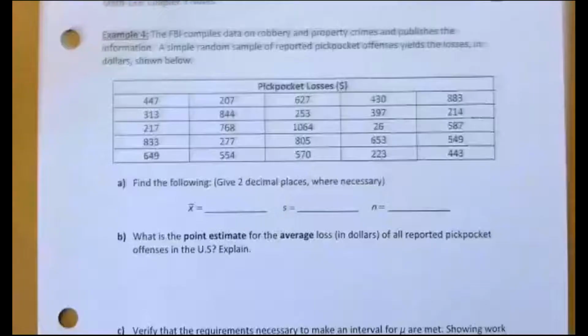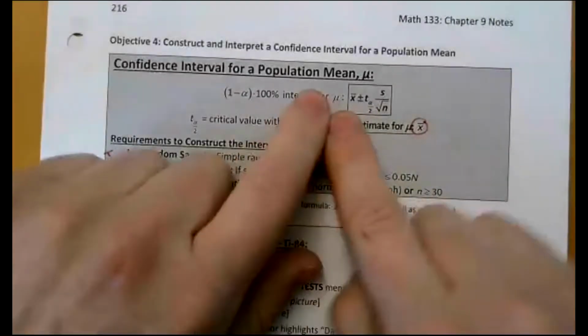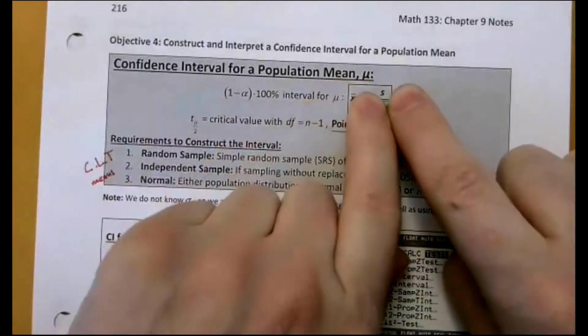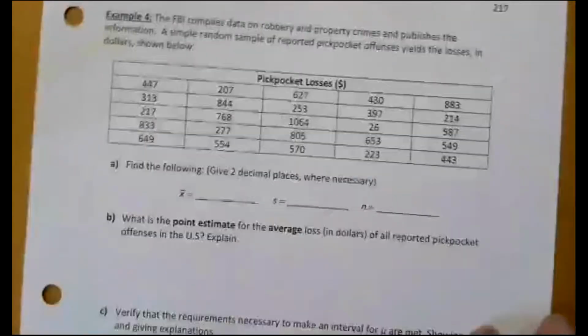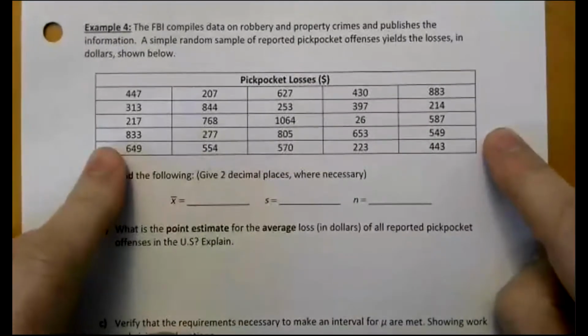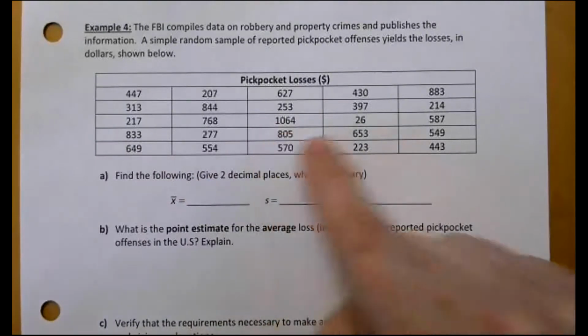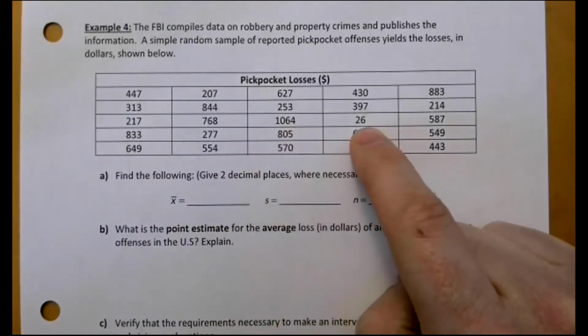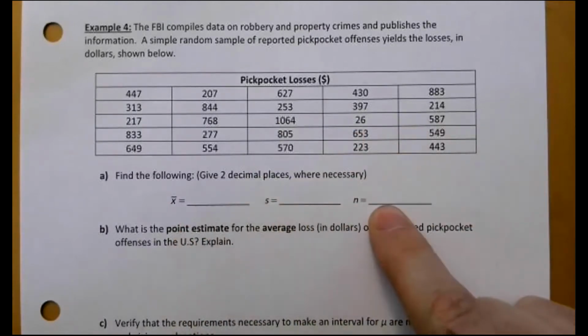So I'm going to show you how to do all this in the calculator. Here goes. Here's data. Let me go back to the formula real quick. We need a sample mean and a sample standard deviation and a sample size. Those are the 3 things we need. This set of data is robbery and property crimes published by the FBI. It's in dollar amount. I feel bad for this person. This person's probably fine. It's funny that they reported it. So how are we going to get an x bar and an s and an n from this?